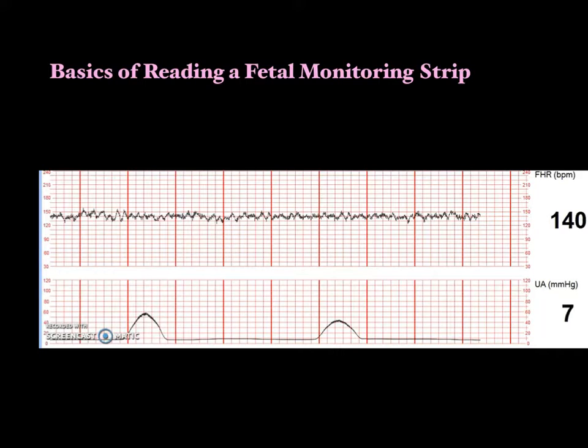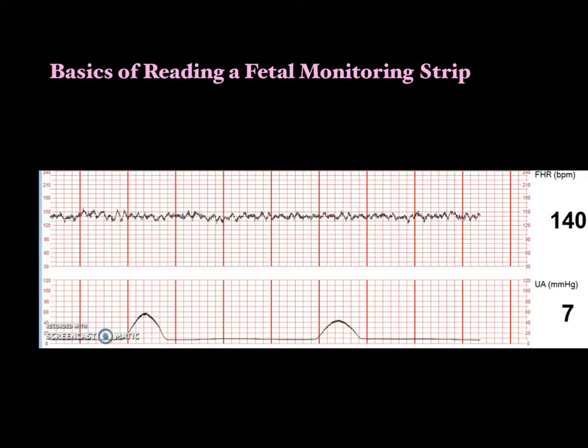And so when you read a strip, we can start by reading contractions. Actually, most of us, when we go into a room, the first thing we eyeball is baby, make sure baby's okay, and I just take a rough glance at it. But then, when I'm starting to chart, I go to my contractions.